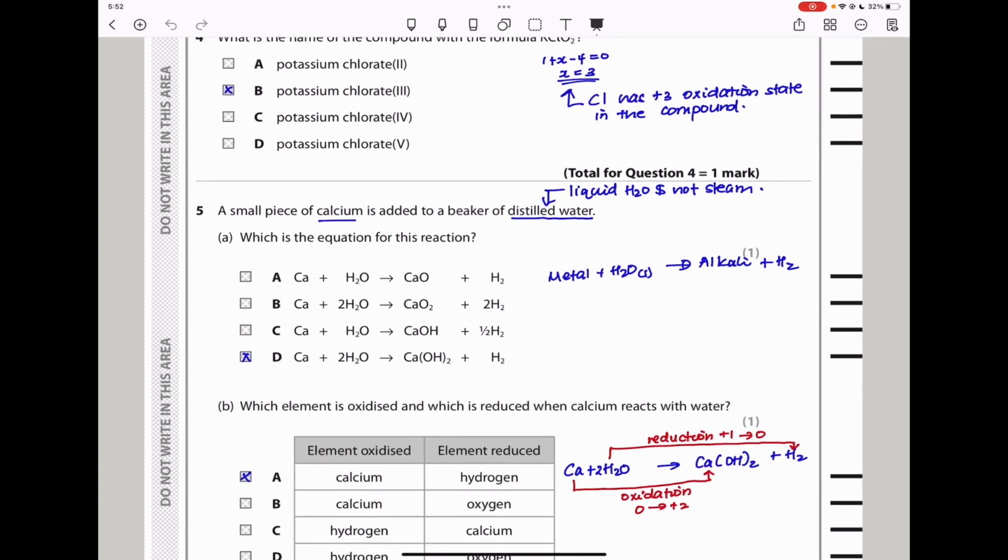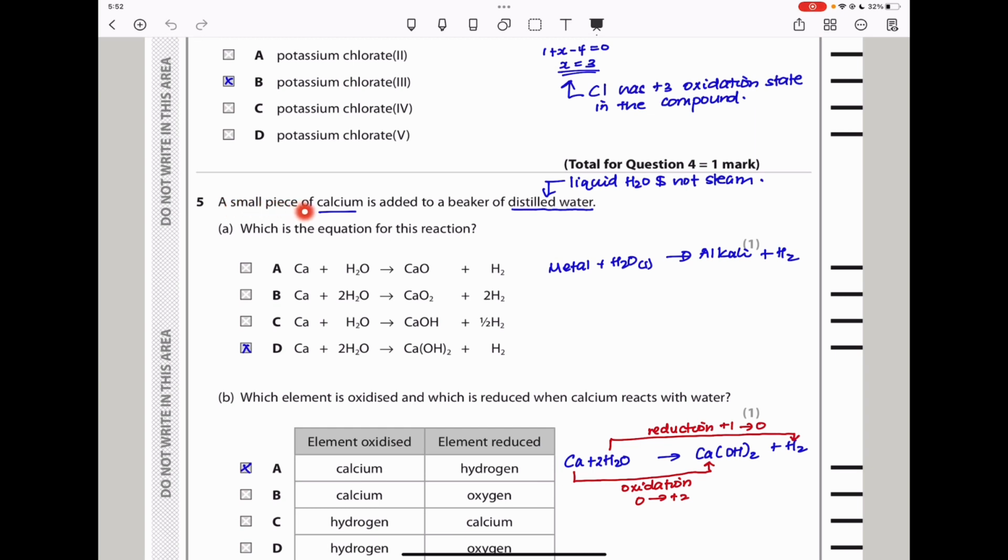Quite easy. Question 5 says, a small piece of calcium is added to a beaker of distilled water, as we can see here. Then they ask, which is the equation for this reaction? Remember, calcium is added to distilled water. This is not steam, it is liquid water. The equation for the reaction should be a D because when metals react with water, they produce alkali. In this case, calcium should produce an alkali plus hydrogen. So the answer here should be a D based on the equation we can see here.